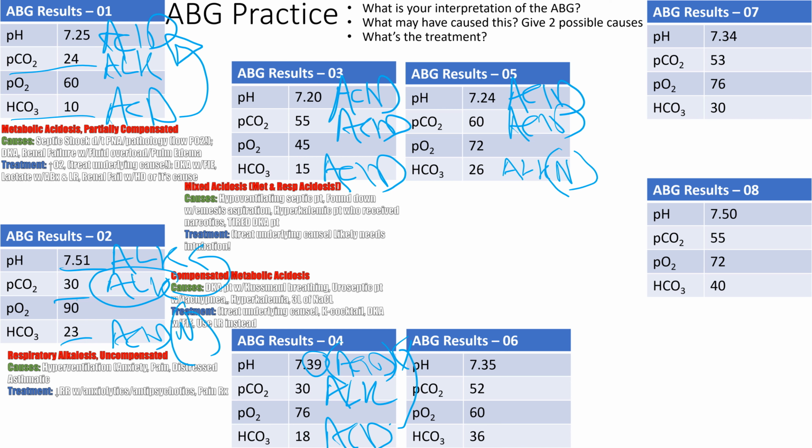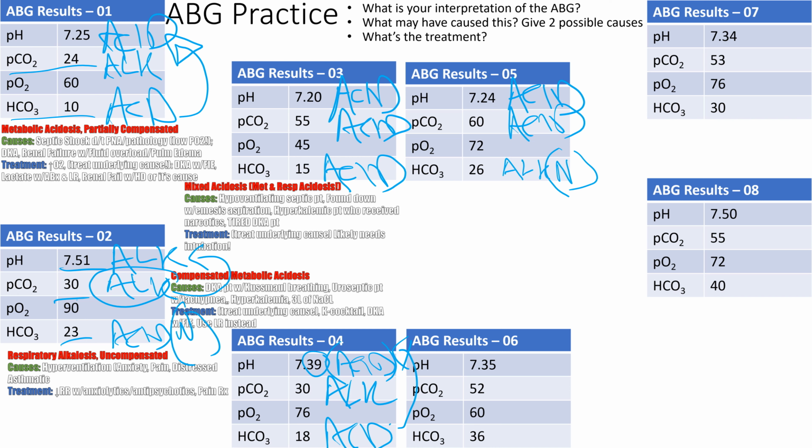So, what is it? Uncompensated respiratory acidosis, right? If that bicarb was 27, we would be partially compensated, right? So that means the bicarb is going the right direction. All right, what might cause respiratory acidosis?